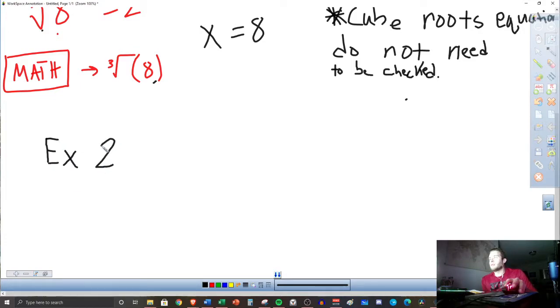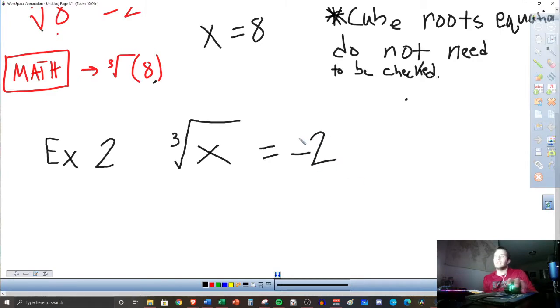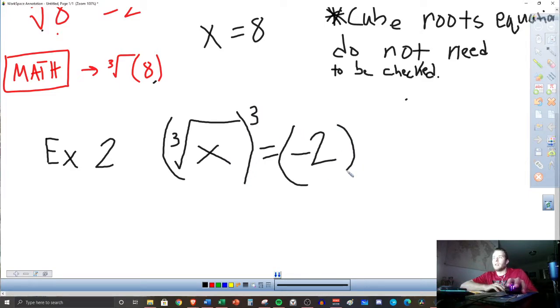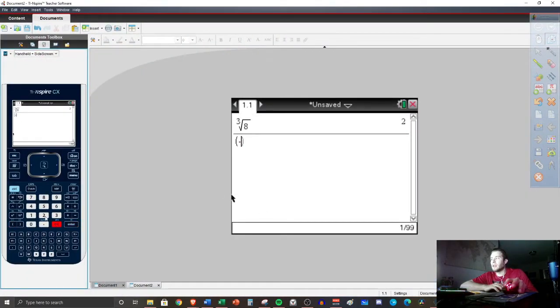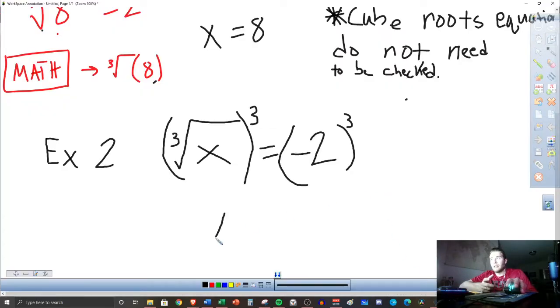So let's write example 2. What you're gonna notice on example 2 is it's gonna look exactly like example 1. We get -2, and this is just to drive home the point of checking it. So we're gonna solve it the same way. We're gonna cube it. And what happens when we cube a negative? So we're gonna put in parentheses -2 and raise it to the third power. It's -2 times -2 times -2. That's going to give us -8, okay? So x equals -8, and we can trust that answer.